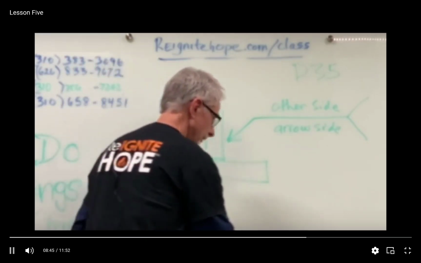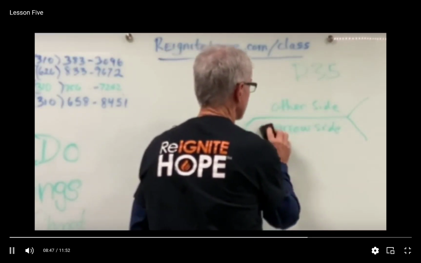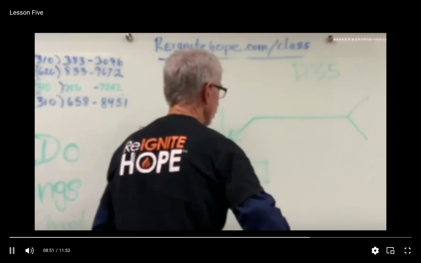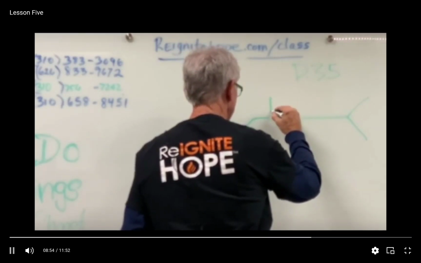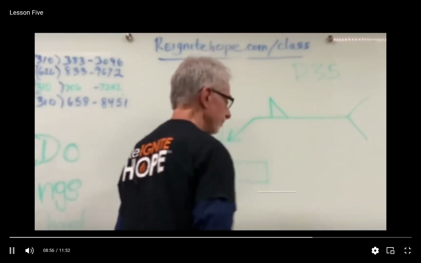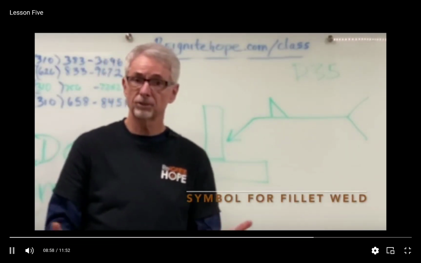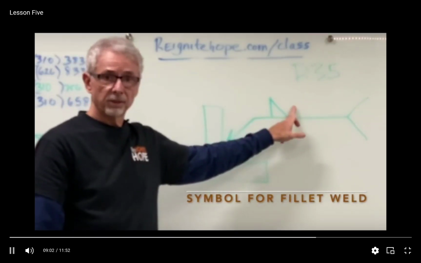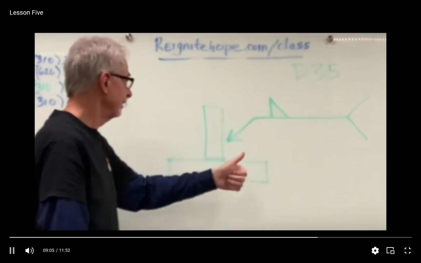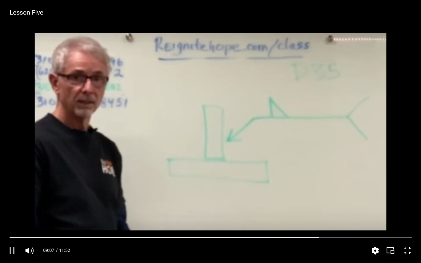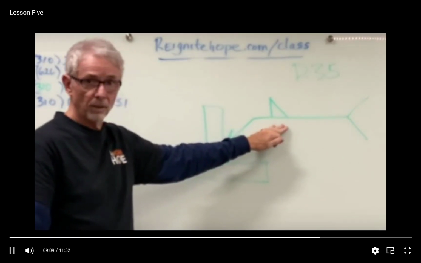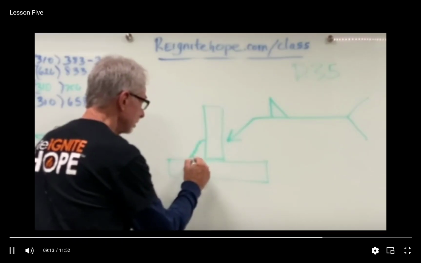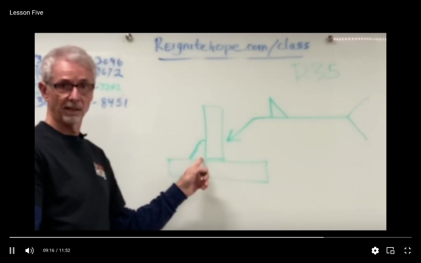So for example, I'm going to go ahead and erase that right there. One of the symbols, and I think you'll see that on page 35, is this, and that's the symbol for a fillet weld. But I've written it above the reference line, and that's information talking about the other side from the arrow. So if I saw that as a welder, if that's all I saw, it means they want me to put a fillet weld on the other side.